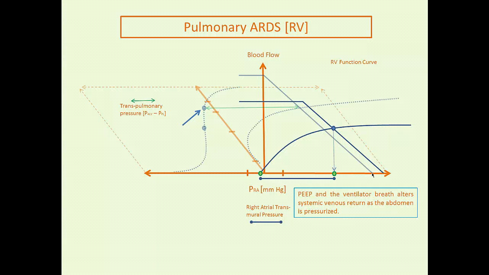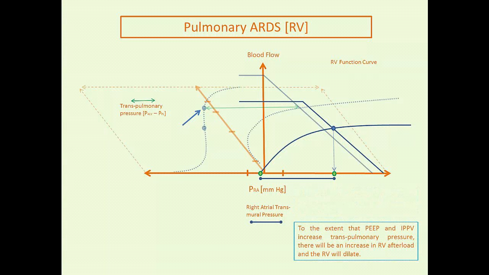That will be exacerbated, or worsened, quote unquote, by pressurization of the abdomen, so the venous return curve is shifted rightwards, and so that would tend to facilitate volume loading of the right heart and therefore facilitate distension of the RV. Now again, this will be determined by the patient's underlying volume status and the amount of PEEP that is applied.